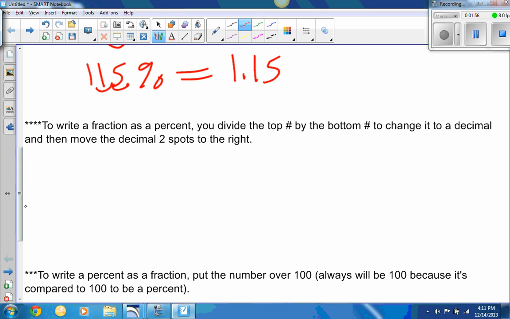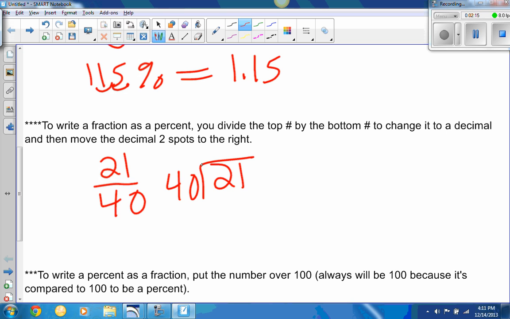So the next part, to write a fraction as a percent, says you divide the top number by the bottom number to change it to a decimal, and then once you have it as a decimal, you can go ahead and just move it 2 to the right. So let's say that our fraction was 21/40. I'm going to go ahead and change that to a decimal, so I have to divide.